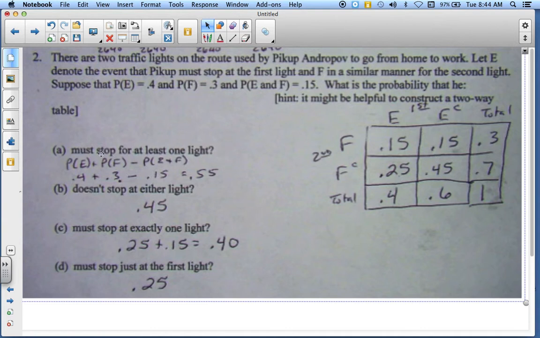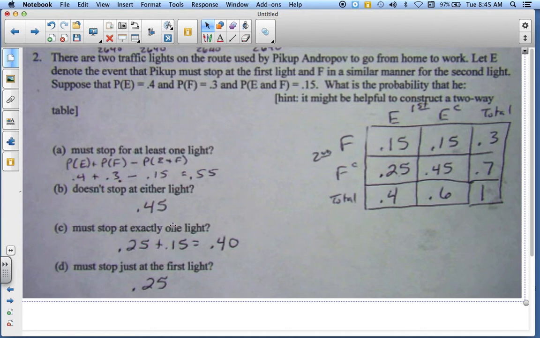All right, problem A: must stop for at least one light. Well, it has to stop for E, which is 0.4, or stop for F, which is 0.3, but you subtract the intersection because of stopping at both, so therefore it's 0.55. Doesn't stop at either light. Well, if it doesn't stop at the first light and doesn't stop at the second light, that's that intersection right there, 0.45.